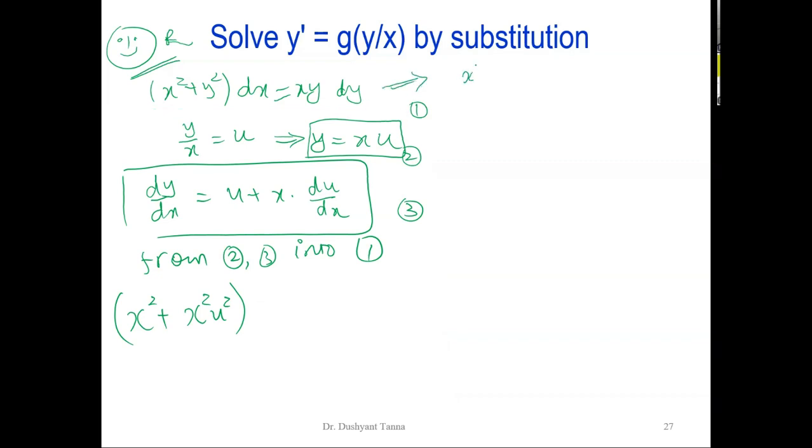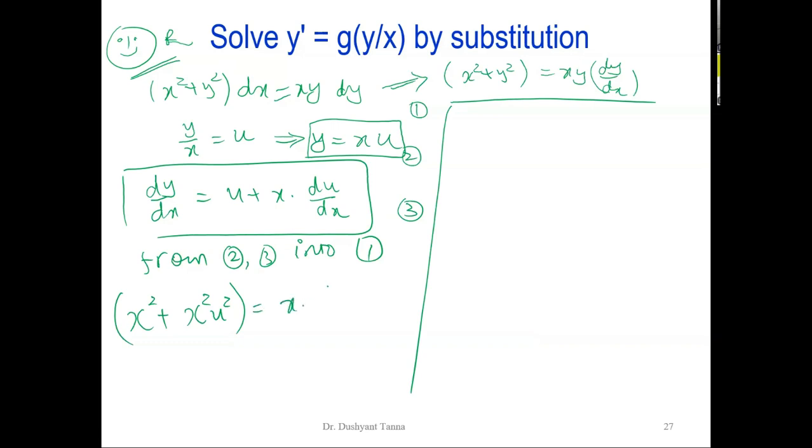That means x squared plus y squared is equal to xy dy by dx, because I got a value of dy by dx. That is my equation 1. Okay. So x squared plus y squared, xy is x times xu, and dy by dx is u plus x du by dx.